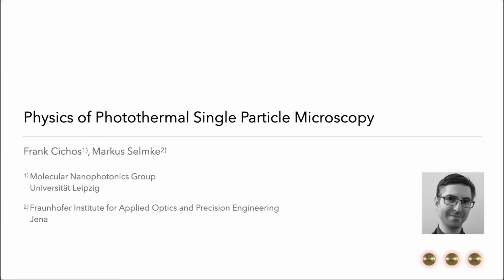Professor Cichos did his PhD in ultrafast spectroscopy at Technical University of Chemnitz in Germany. He was a Humboldt postdoc fellow at University of Bordeaux in France. Since 2007, he is leading the molecular nanophotonics group at University of Leipzig, and he is currently the director of the Peter Debye Institute for Soft Matter Physics. He has held visiting professor positions at the University of Bordeaux and Princeton University.